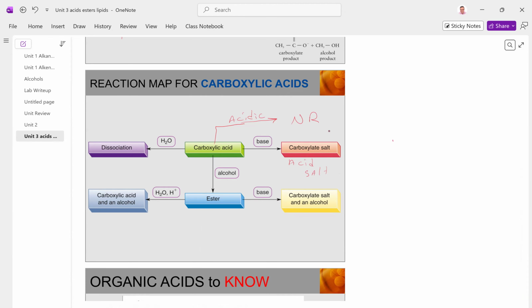Okay, carboxylic acid plus an alcohol forms an ester. And in a slightly acidic environment, we form the original acid and the original alcohol. In a base environment, we form the original alcohol plus the acid salt. So those are the reactions to know.